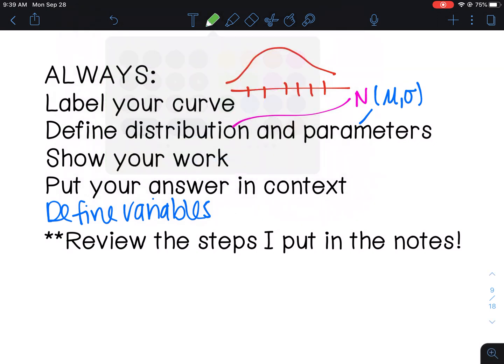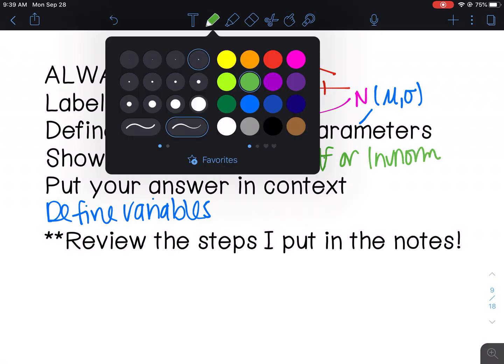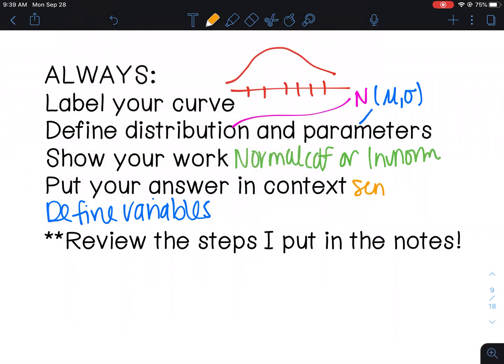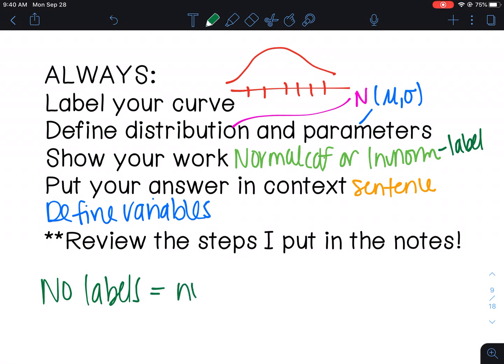Show your work. That's going to be normal CDF, never normal PDF, or inverse norm. And then you need to finish it off with a sentence. Make sure you label in here. Label. If you don't label, no credit. No labels equals no credit. That's not my decision, that's AP's decision. So take it up with them if you have a problem.